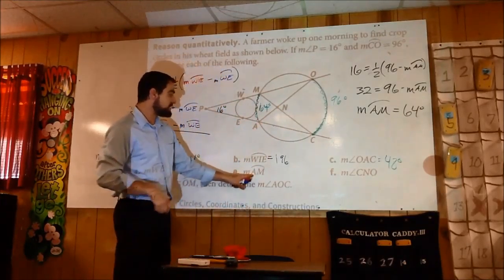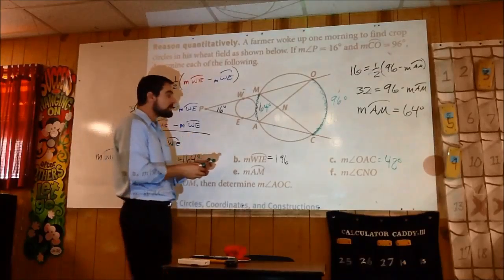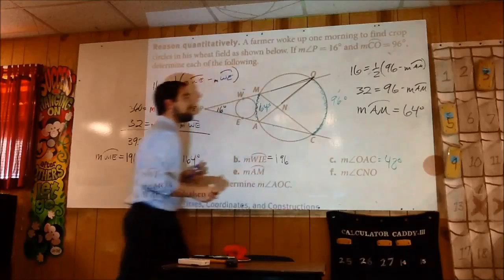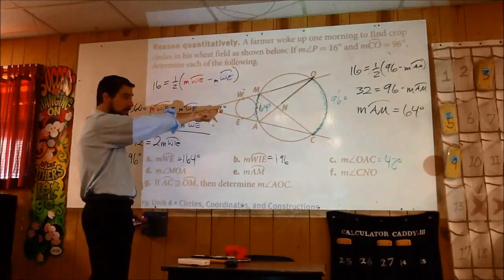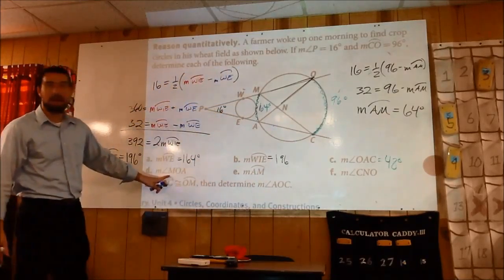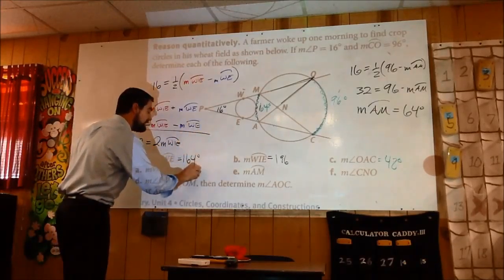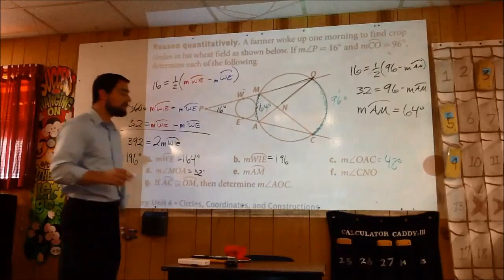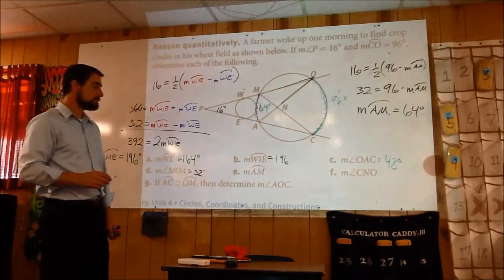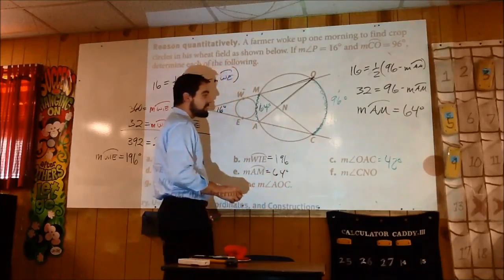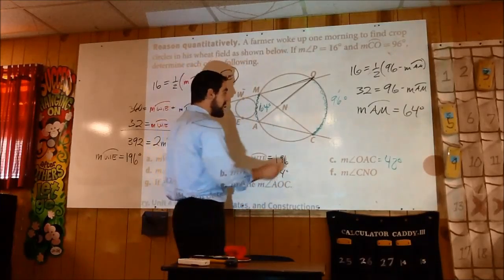Now that we have this intercepted arc, we can see that the other angle they're talking about, this guy right there, angle MOA, is intercepting this arc that is 64, so it's 1/2 of that, 32 degrees. We already figured this out, this is 64. The measure of angle C and O.